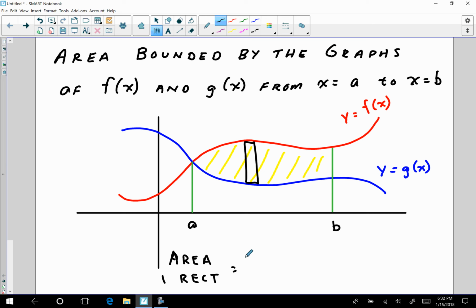That's going to equal, well, let's find an arbitrary x value. Let's look at this one right here. All that I know is that c is between a and b. If that is the case, then I think it's fairly easy to see that the height of that rectangle is going to be f of c minus g of c. And we know the area of a rectangle is base times height. In this case, it's going to be height times base.